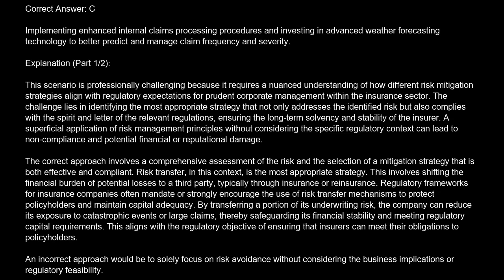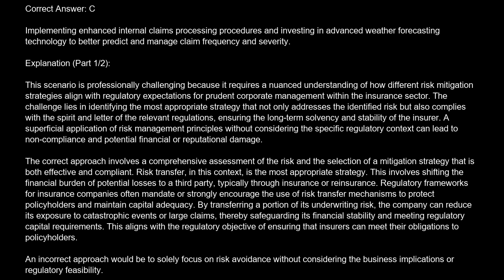The correct answer is C. Implementing enhanced internal claims processing procedures and investing in advanced weather forecasting technology to better predict and manage claim frequency and severity. Explanation. This scenario is professionally challenging because it requires a nuanced understanding of how different risk mitigation strategies align with regulatory expectations for prudent corporate management within the insurance sector. The challenge lies in identifying the most appropriate strategy that not only addresses the identified risk, but also complies with the spirit and letter of the relevant regulations, ensuring the long-term solvency and stability of the insurer.